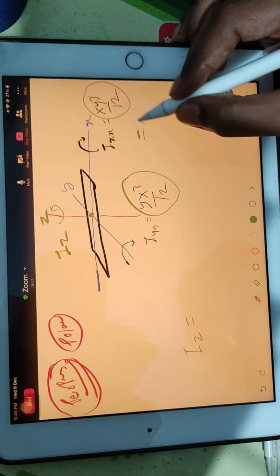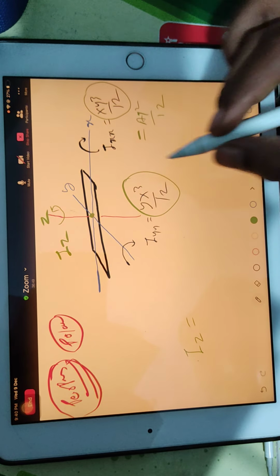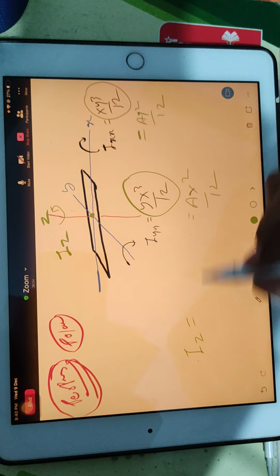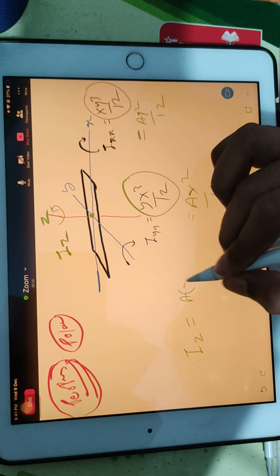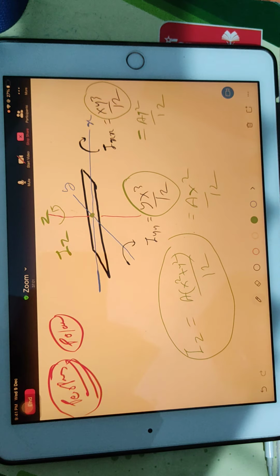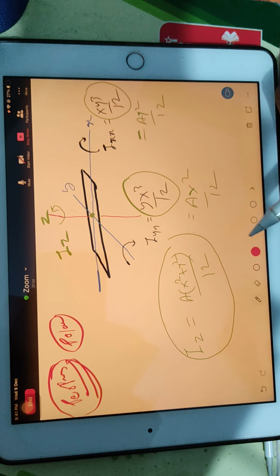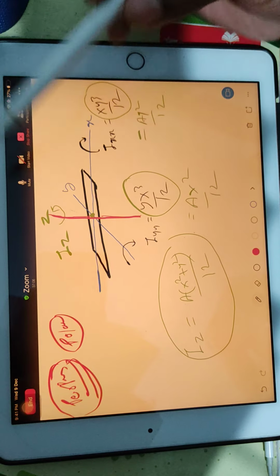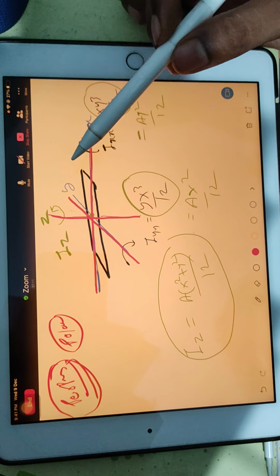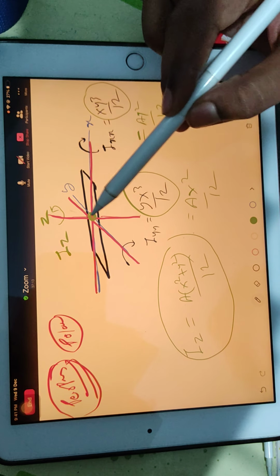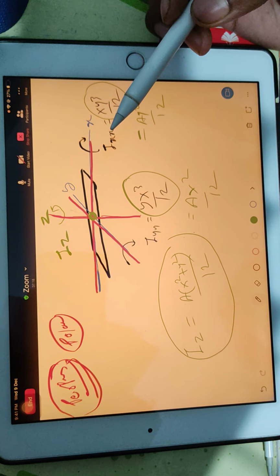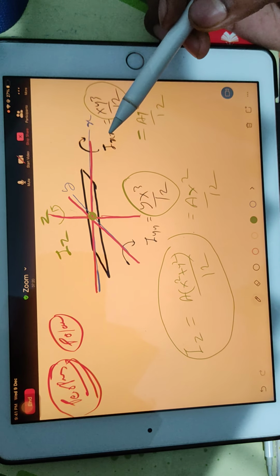Means you can write like this, a y square by 12. This you can write as a x square by 12. So take a common, and by 12 also you can take common. So a (x square plus y square) by 12. Now see, why do we say this as perpendicular axis theorem? Because this red color z axis is perpendicular to x also and perpendicular to y also. And what is the beauty here? All the three axes are passing through center of mass. Okay? Cool. Is it being difficult?